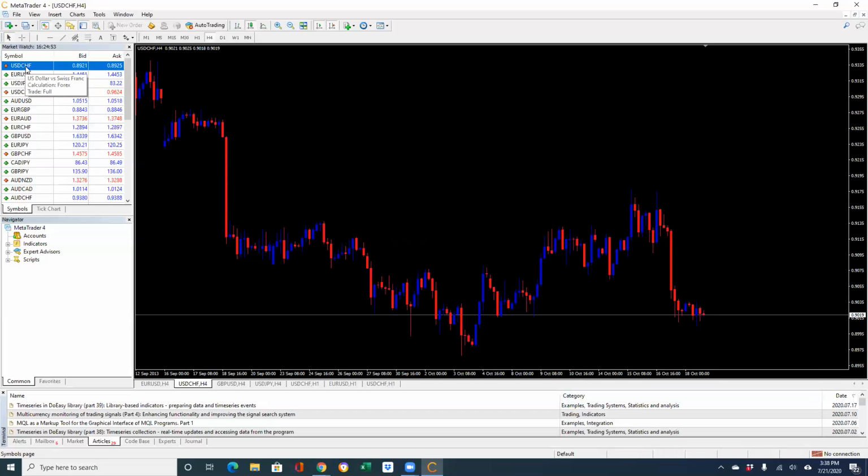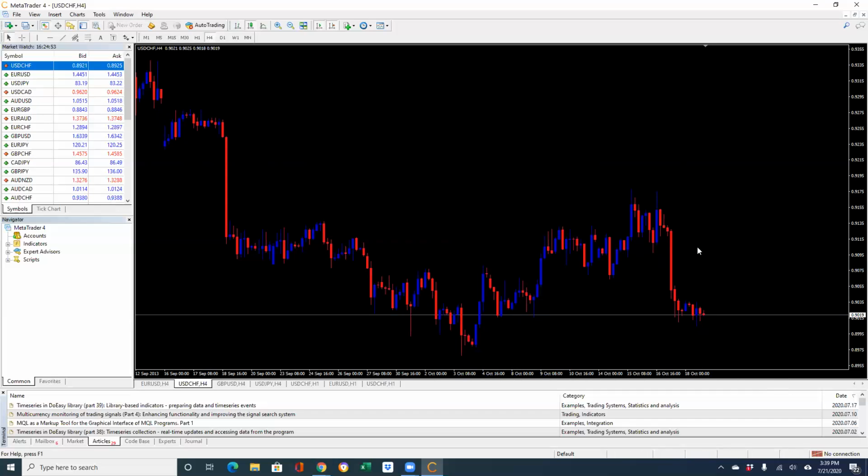So USD CHF, Euro USD, USD JPY. USD is American money, JPY is Japan. Euro is Europe. Whichever one is first is the more dominant. So that's just saying that USD is ahead of CHF. So USD would be going up, CHF would be going down.